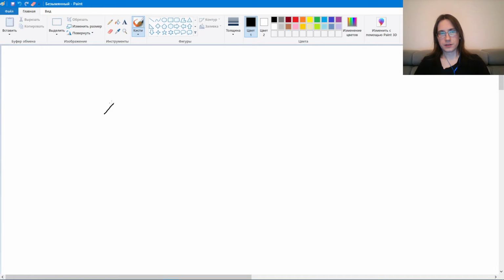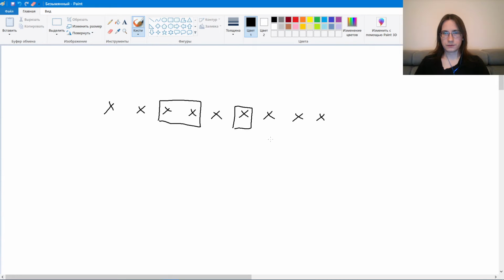Suppose we have a sequence. Every cross is a number. Let's say it's sorted in non-decreasing order. If so, first of all, we must understand what is the maximal score a subsequence of the sequence can have. First thing that we can do is to draw a potential answer. Suppose the answer looks like this. And I remind you that the sequence is sorted in non-decreasing order.